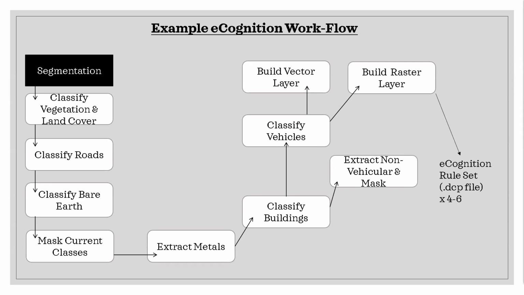I expect that I'm going to have some issues with keeping the edges very clean, but once I can do that and extract the metals, I'm going to classify the buildings, pull out those metal buildings and asphalt covered buildings that are not vehicles, classify the vehicles, build some vector layers, raster layers, and then end up with a rule set. Now I'm going to do this minimum 2 times on each.